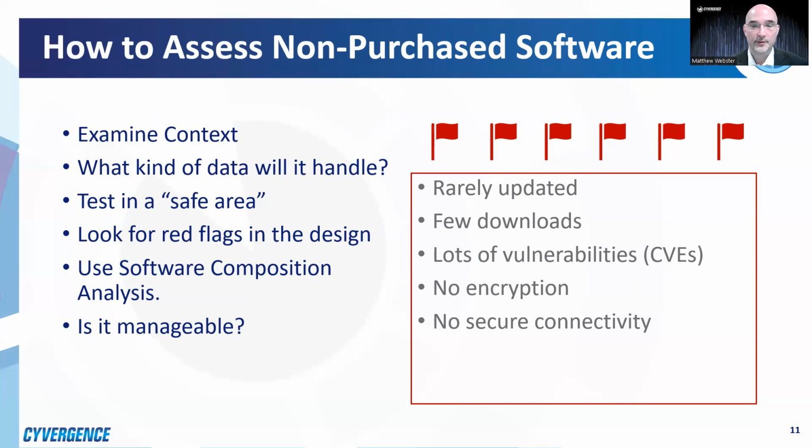But some of the software out there can have thousands of downloads and still be problematic. That's just part of the problem. If they have a lot of CVEs, that's an issue, especially if you combine it with rarely being updated. A lot of CVEs and rare updates give you the potential for serious problems. You can also look for no encryption or no secure connectivity to find out exactly what's going on. And you're going to find all these types of problems with different pieces of software.